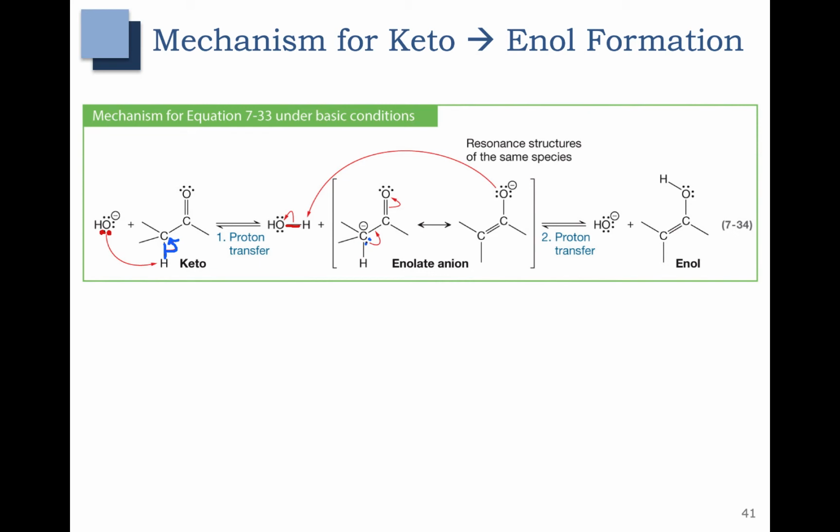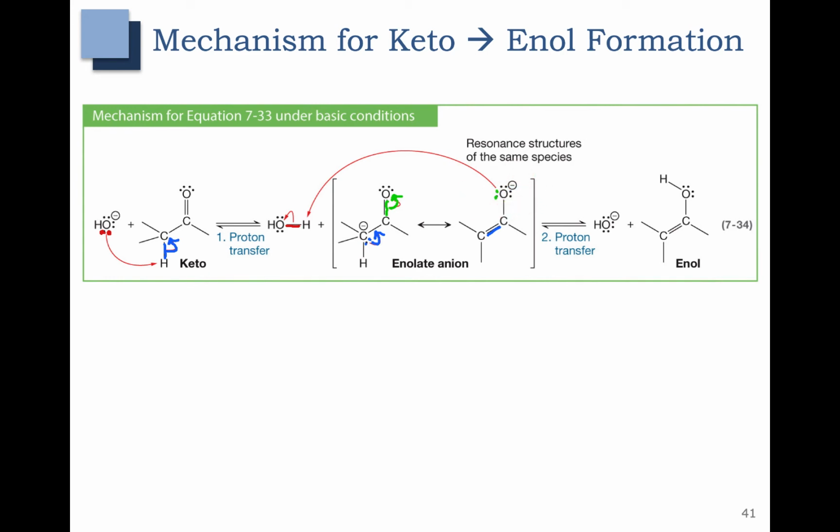Next, you can see that we're just doing resonance. These are resonance structures where we're pushing that lone pair to form a carbon-carbon double bond. Then the carbon-oxygen double bond becomes a lone pair on the oxygen. So the blue lone pair becomes the carbon-carbon double bond, and the carbon-oxygen bond becomes a lone pair on the oxygen. The last step is a proton transfer step.